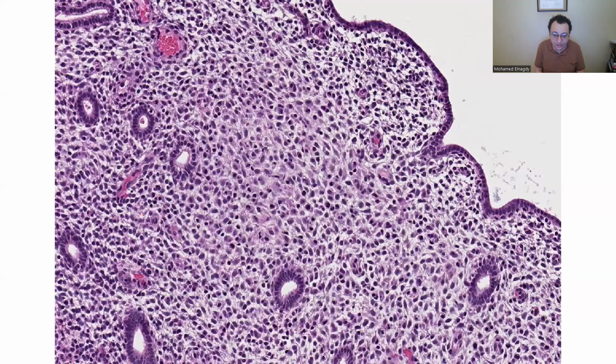That's really bad. Alia, what do you think about this? Estrogenic phase, proliferative phase.